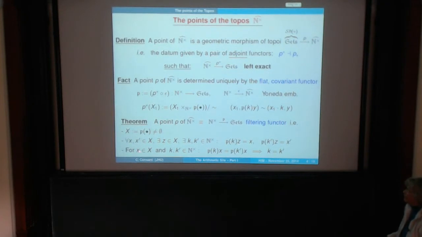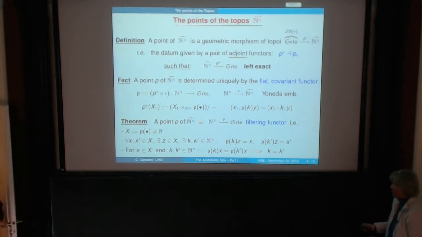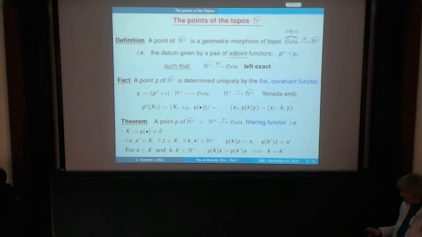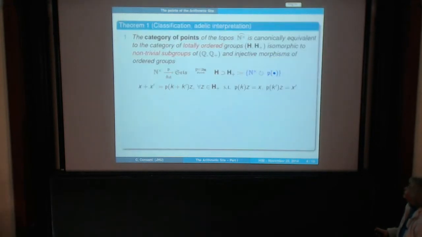The third one is written in this form: for x in X and two natural numbers k and k prime, assuming that the action on x given by k and k prime determines the same element in X, then the implication is that necessarily the two morphisms in N cross should be the same. Okay, so this is the basic fact which is proven in SGA4 and also reinterpreted in the book of MacLane and Moerdijk. So here is the first theorem.